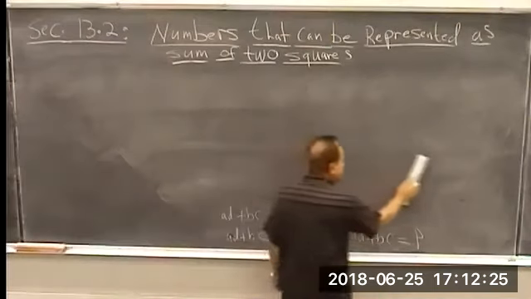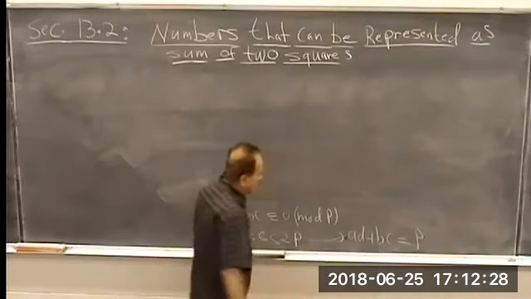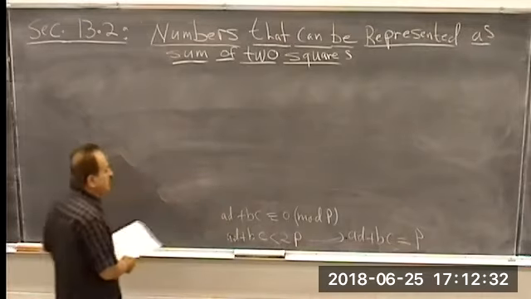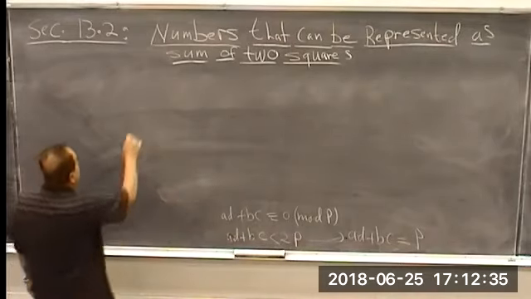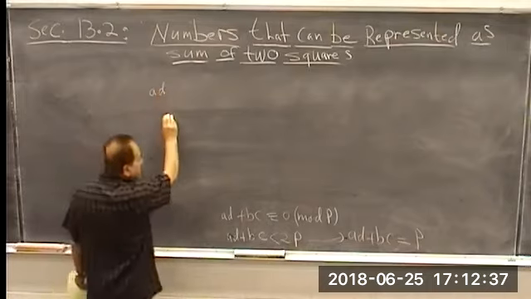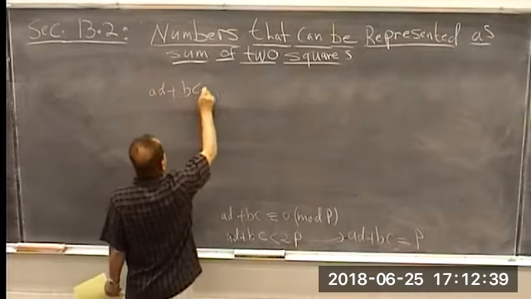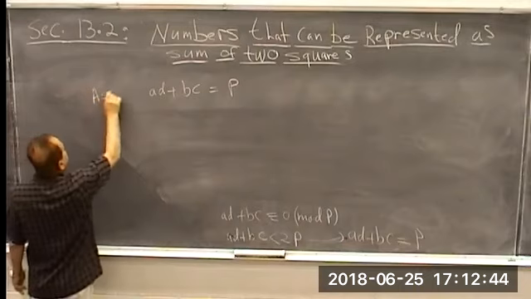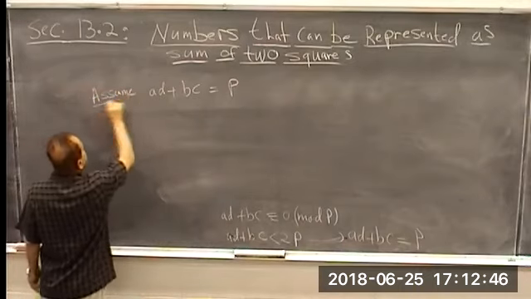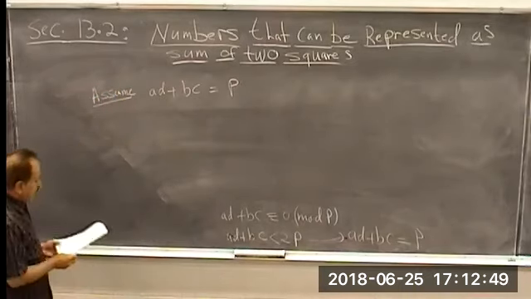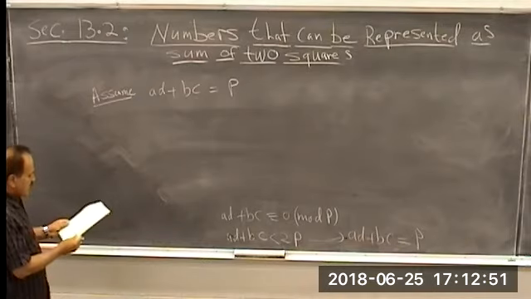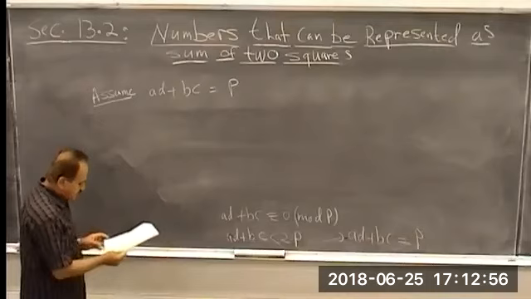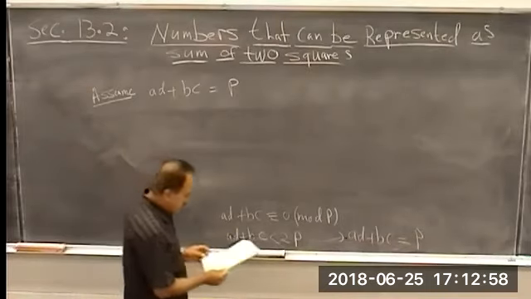Let's assume that this is equal to P. So AD plus BC equals P. Assume this is the case, because we have an or between these. Then I claim that we're going to also find that AC is equal to BD. All right?